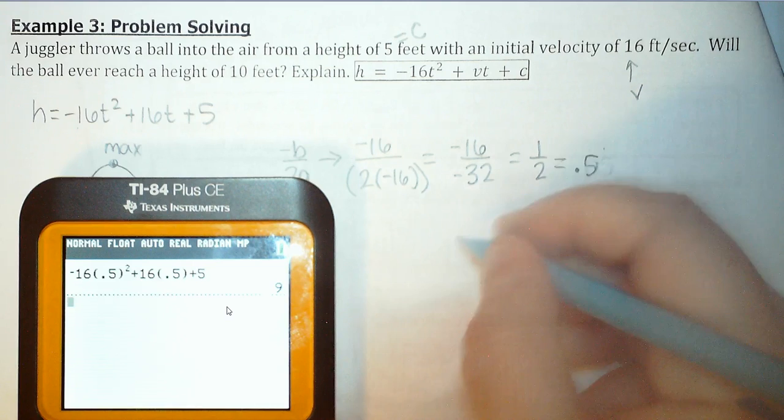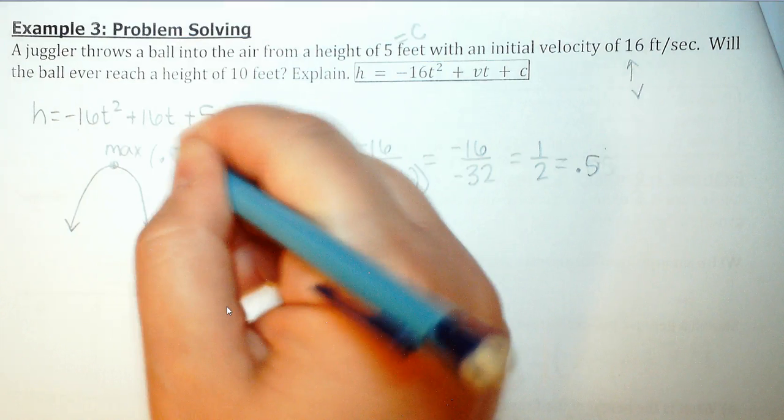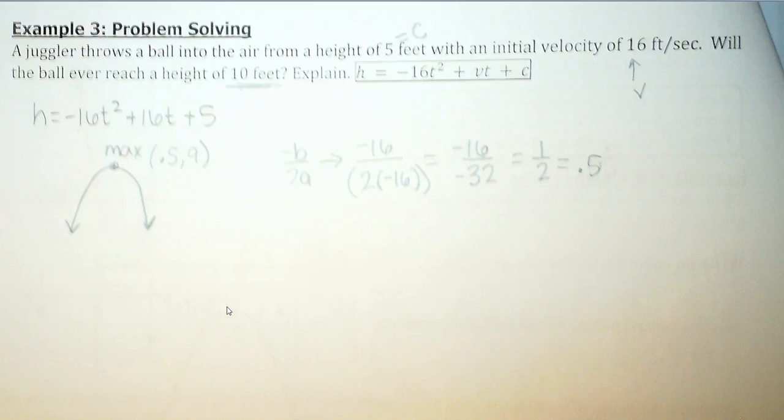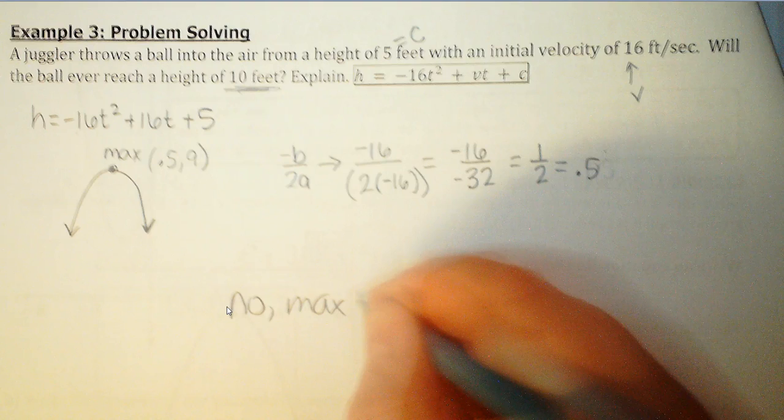So if I'm looking at my graph here, my vertex would be at 0.5, 9. So when it says, is this going to reach a height of 10 feet, then my answer has to be no, because the maximum height it reaches is only 9 feet.